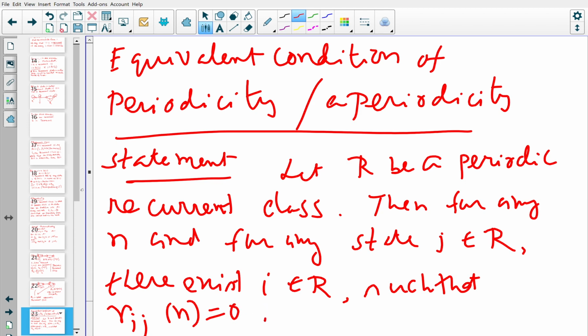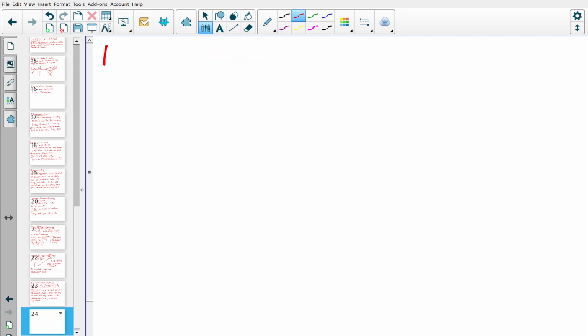That means if you have a periodic class, then whatever n you choose and whatever j you choose, you must have an i such that you cannot go from i to j in n many steps. Whatever n you choose. So you need a proof. So how to prove this kind of statement? So, proof.